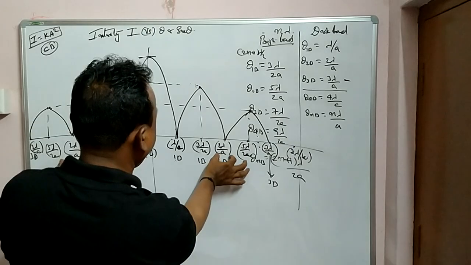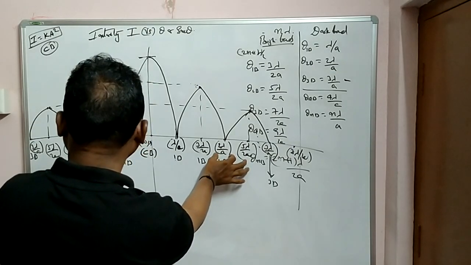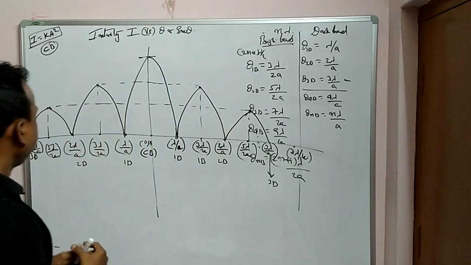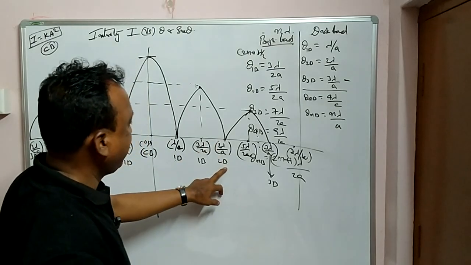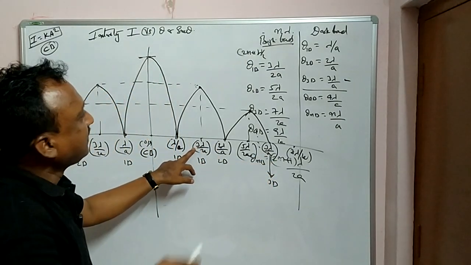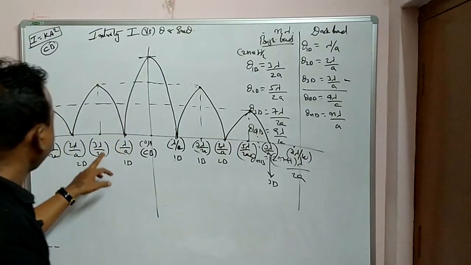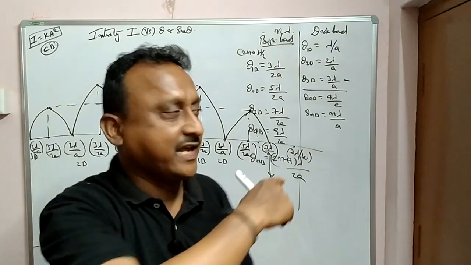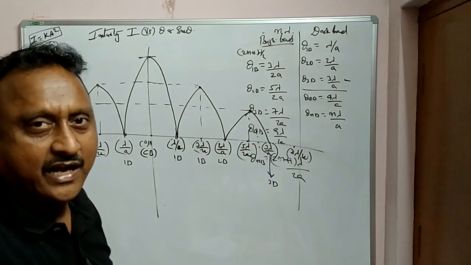You can see between 2 lambda by a and 3 lambda by a. So you can see the values here: lambda by a, 2 lambda by a, 3 lambda by a. And in between the darks you can see 3 lambda by 2a, 5 lambda by 2a, and so on. Here also the same, 3 lambda by 2a, 5 lambda by 2a. Like this, if you frame it, you will get a nice graph of intensity of light versus angular positions.